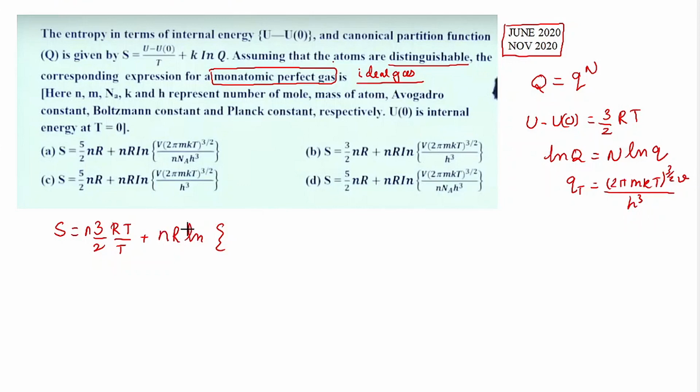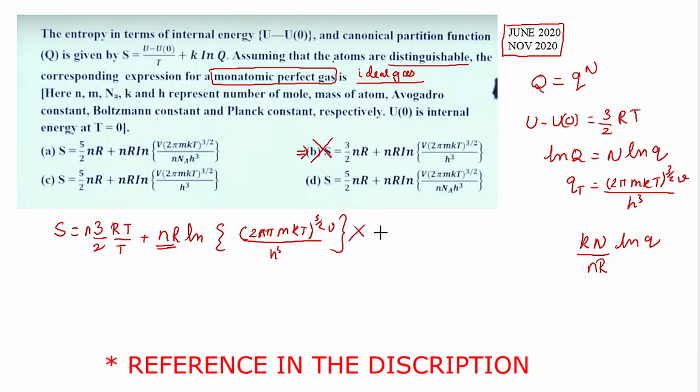So we will have n k ln of Q. This k into n I have directly written as nR, and then ln of 2 pi mkT raised to 3 by 2 upon h cube into V. Okay, so according to this, the answer is B, but this is the wrong answer.